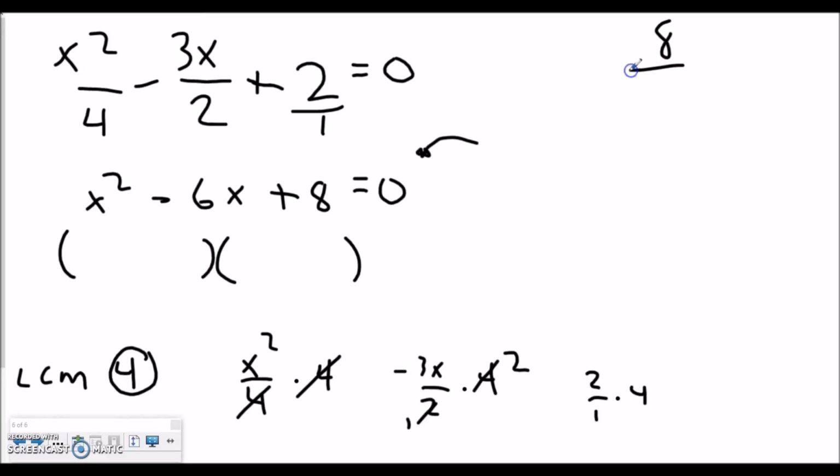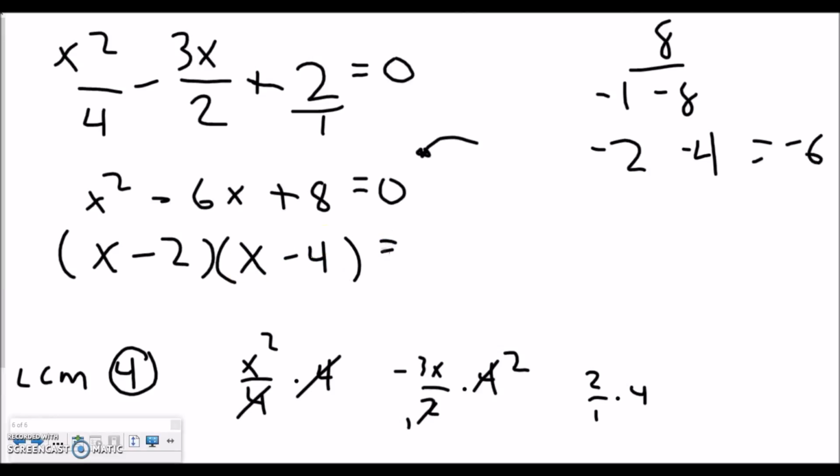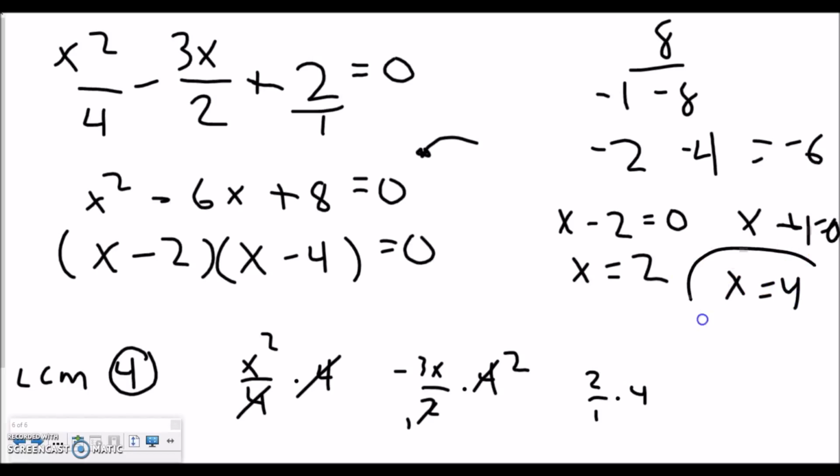So I do my list for 8, 1 and 8, 2 and 4. The plus sign in front of the 8 tells me my signs have to be the same. The minus sign in front of the 6 tells me they both need to be negative. And this is the row that adds to my negative 6. Since there's no number in front of the x squared, it's just x minus 2, x minus 4. Set each one of those equal to 0. X minus 2 equals 0, so x equals 2. X minus 4 equals 0, so x equals 4. So there's my answer. X equals 2 and 4.